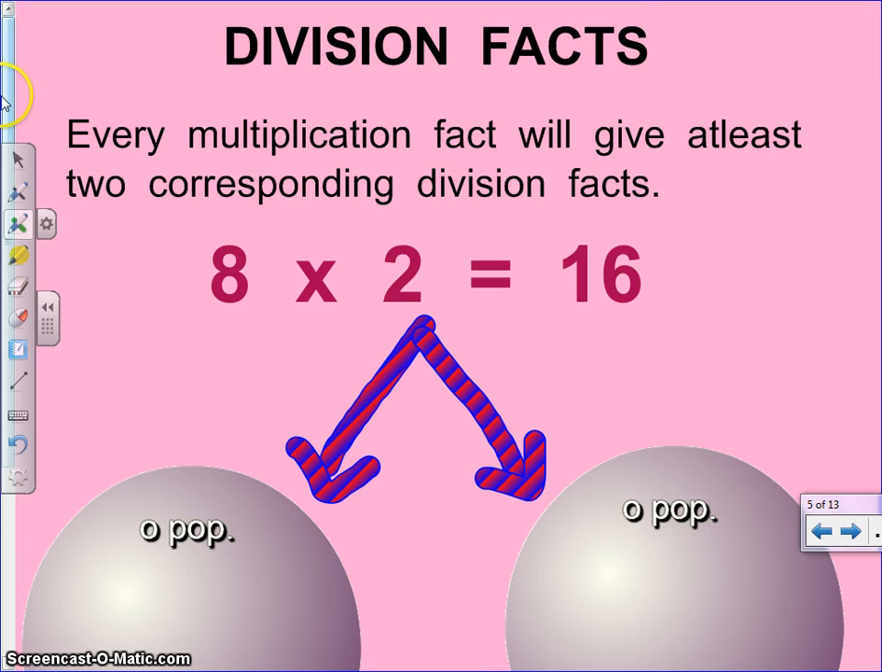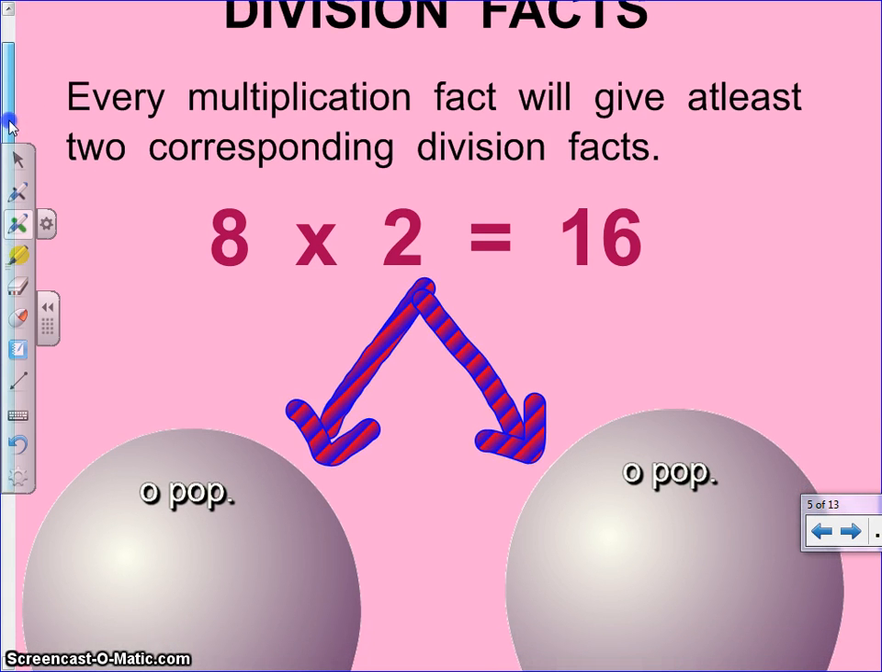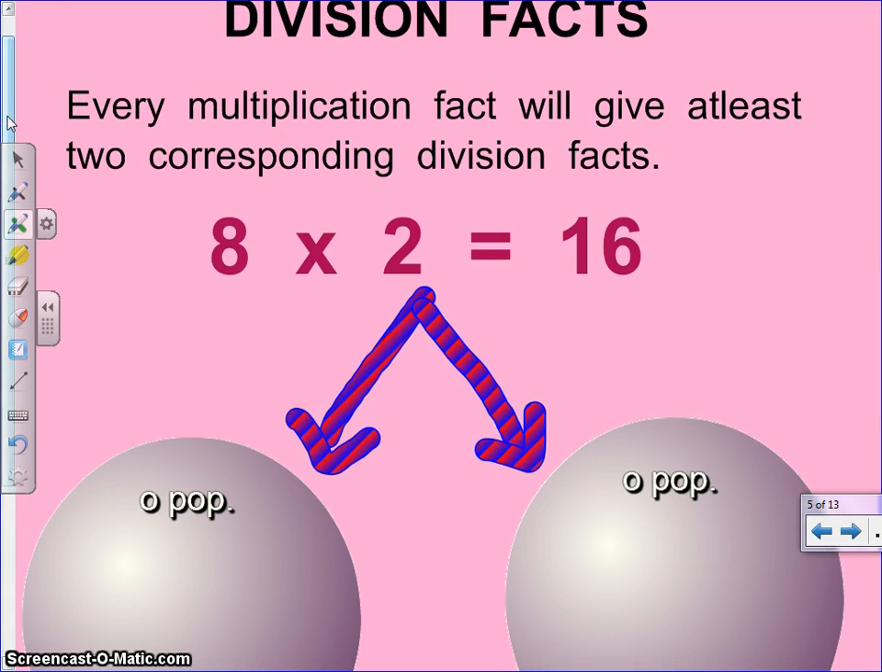Now, let's take a look at division facts, and you can think of these like fact families. Like the fact family of 2 plus 3 equals 5, right? Well, we have division and multiplication fact families as well. 2 plus 3 equals 5. 3 plus 2 equals 5.